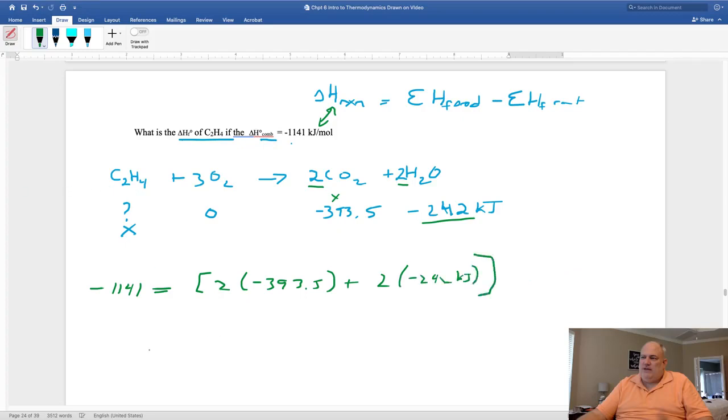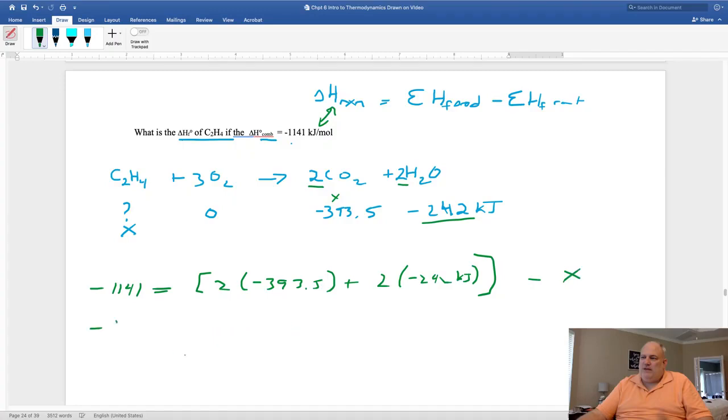And that's all my product side. On the reactant side, the only thing I have, see there's a 0 right here? On the reactant side, all I have is my enthalpy of formation of C2H4, which is what I want to find.